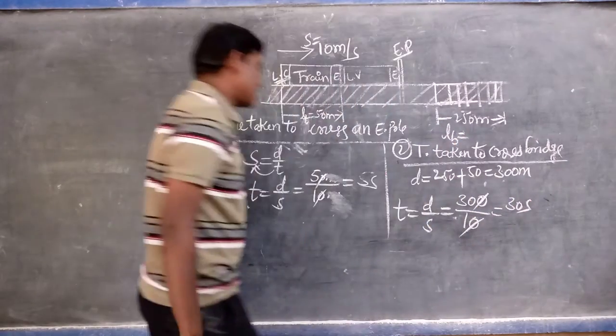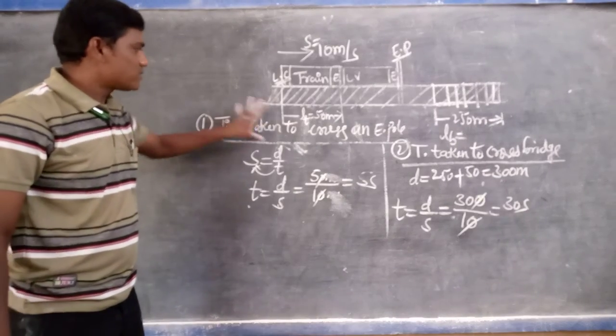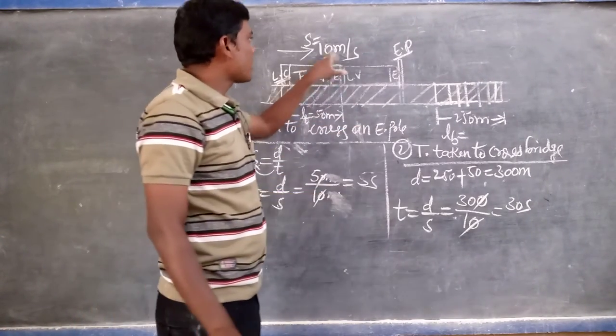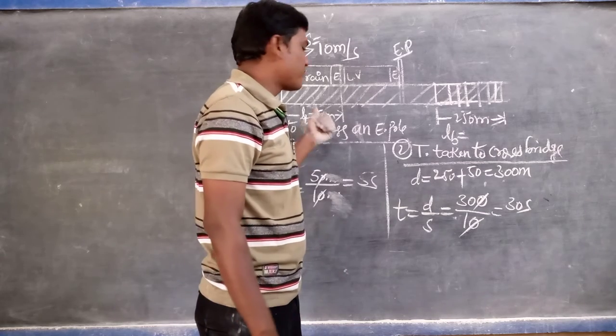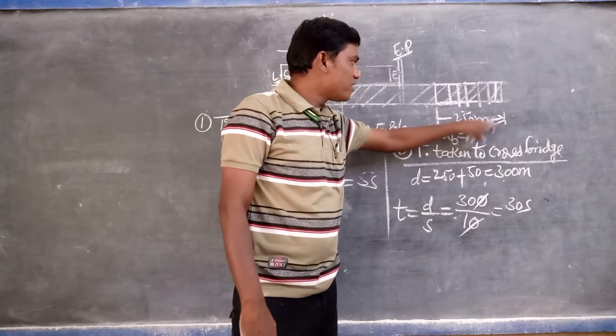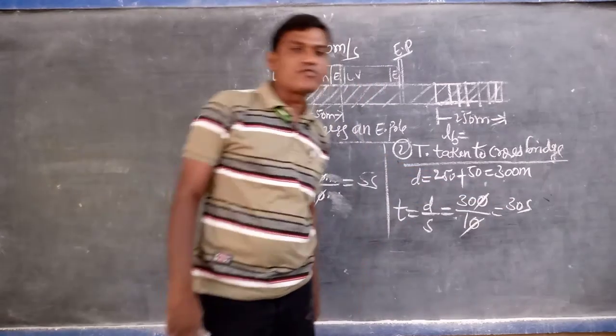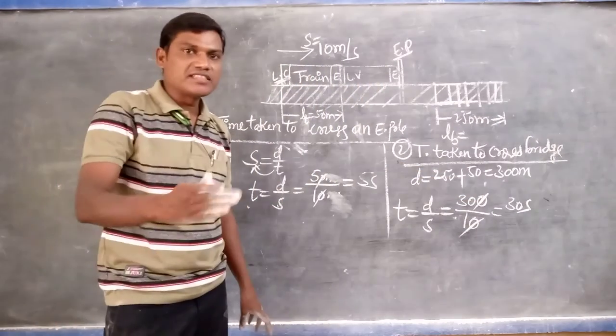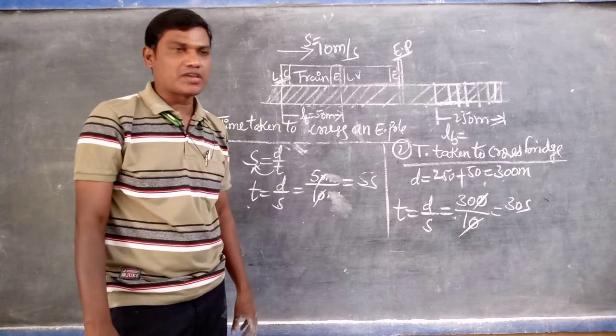30 seconds. So the time taken to cross an electrical pole is 5 seconds with a speed of 10 meters per second. To cross the 250 meter length of the bridge, in how much time will it be taken? 30 seconds. The remaining questions we will discuss in the next part of the video. Okay, thank you.